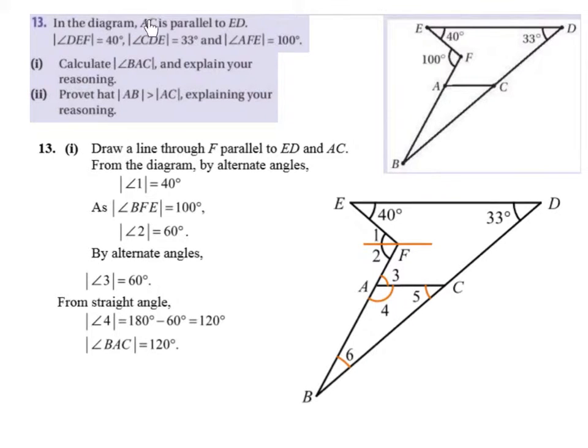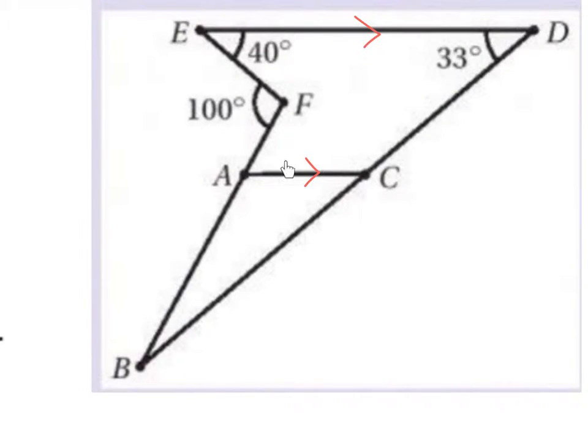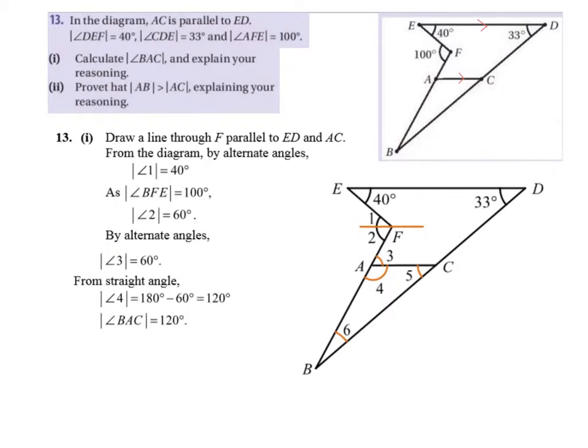In the diagram, AC is parallel to ED. I've drawn in these little arrows, which represent parallel lines. They show that the two lines are going in the same direction.